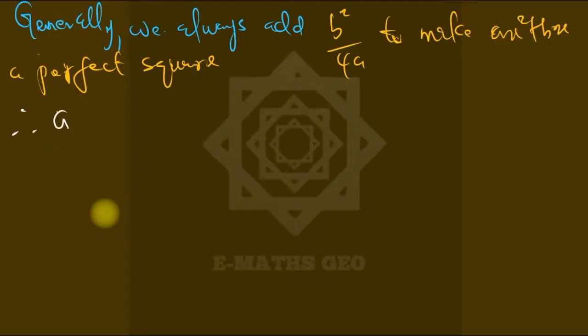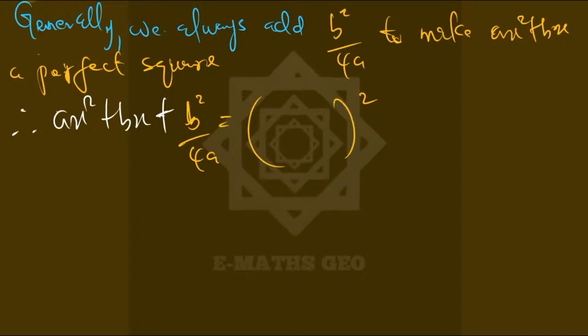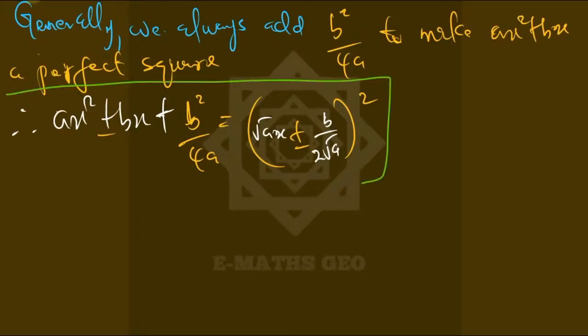Therefore, for a perfect square, we need to add b squared over 4a, remembering plus or minus. Whatever is inside will now be the square root of this, which is root a x, and the square root of the last term, which is b over 2 root a. That's very important, because they might ask you to complete the expression. So aside from knowing what will be added to make it a perfect square, we need to know the resulting perfect square.